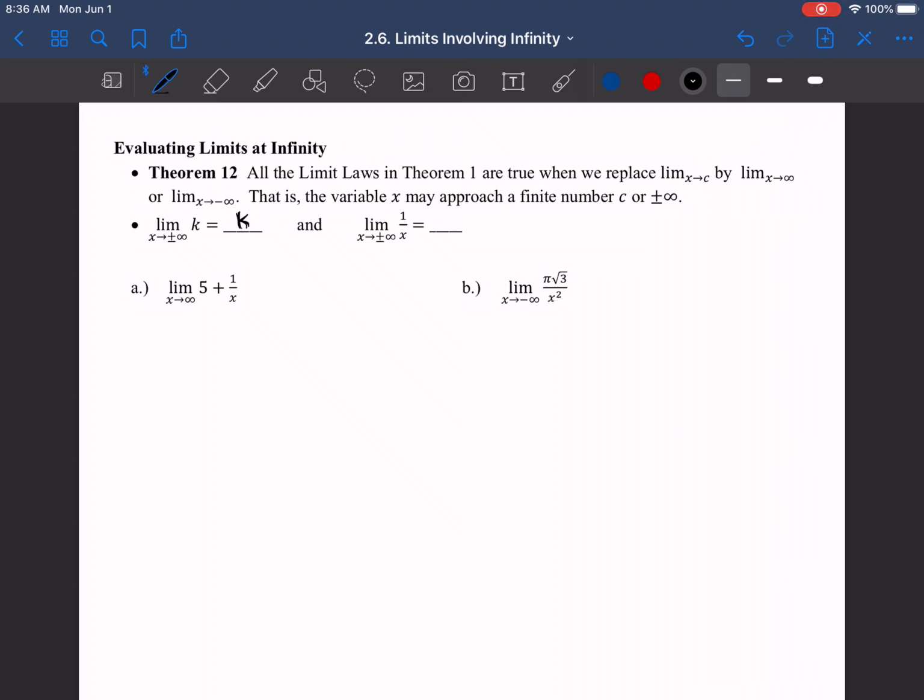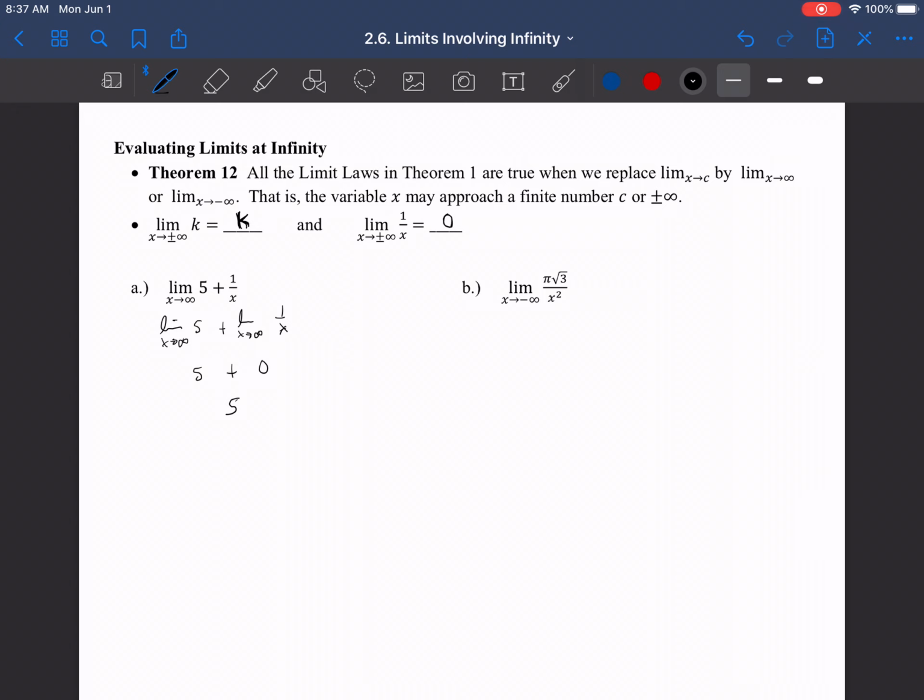And the limit as x goes to plus or minus infinity of 1 over x is 0. We saw that in our graph on our first page. All right. The limit of 5 plus 1 over x is just the limit of each of those. So it's going to be the limit as x goes to infinity of 5 plus the limit as x goes to infinity of 1 over x. And this will just be 5, and this will just be 0. So it's just 5.